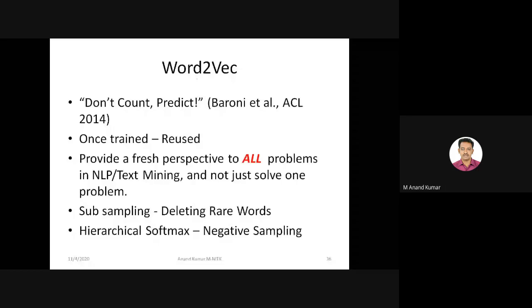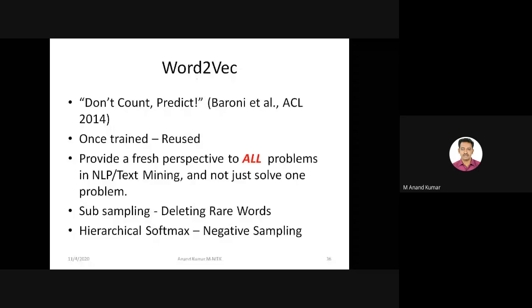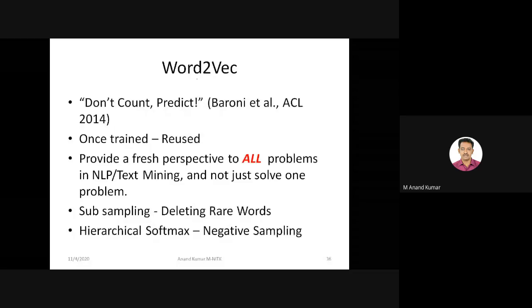Thank you, sir. So word2vec, once it's trained, it can be reused. It means that once you train the model, it's not used only for sentiment analysis or only for a particular application. It can be used for any application. That's the reason I'm saying once it's trained, it can be reused. It provides a fresh perspective on all problems. Whatever I discussed in the morning, you can use word2vec because it's the first level. After doing the stop word removal and pre-processing, you are converting the text into meaningful numerical values. That is word2vec.